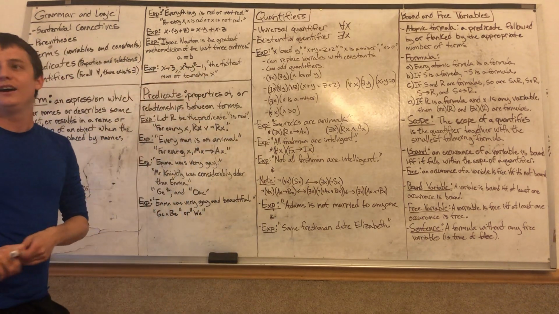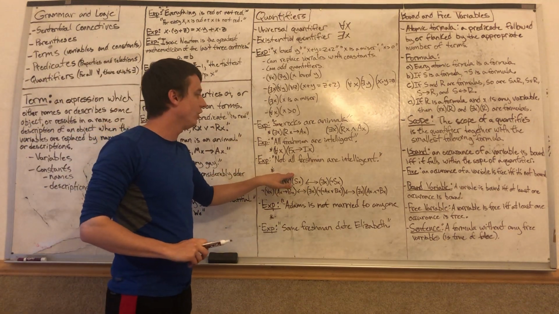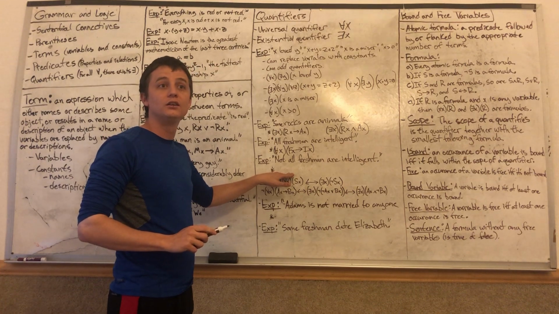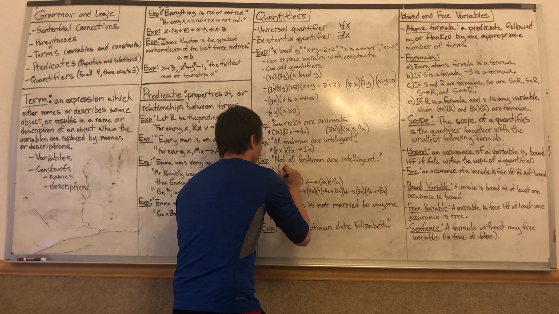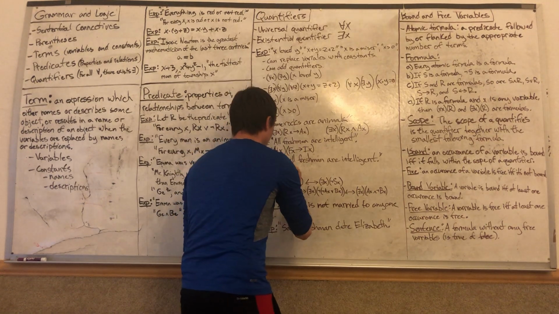Now, the universal quantifier, the negation. How are we going to negate this thing? Not all freshmen are intelligent. It's the exact same thing, just with a not at the front. Oh, not there exists a freshman that is intelligent. Right, there exists a freshman that is not intelligent.